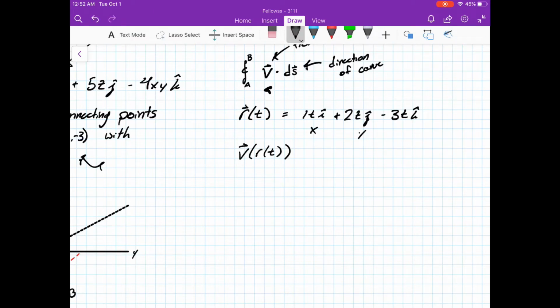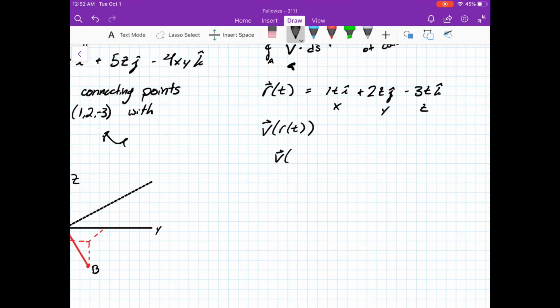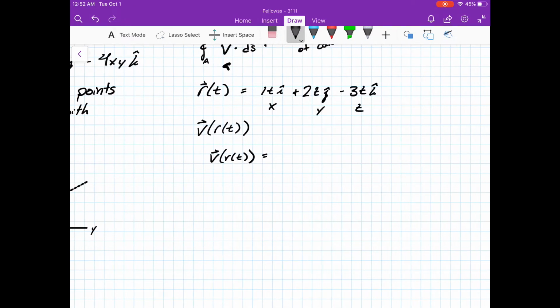We have our x, y, and z. This is like the translation between our t and our xyz space, right? That's how we define it. So we can evaluate this. We can say this is v of r of t, and this is just equal to x of t, y of t, z of t, right? That's how our line is moving. We have x at t, y at t, z at t. That's how this is progressing, right?